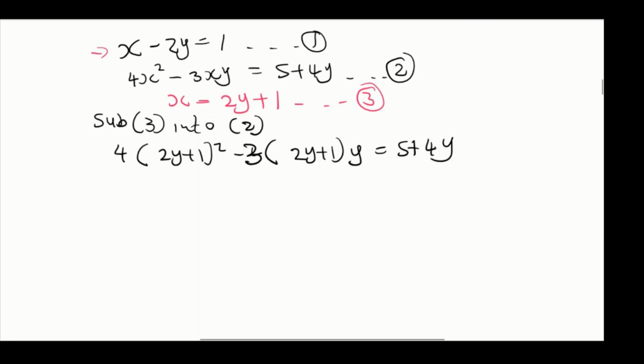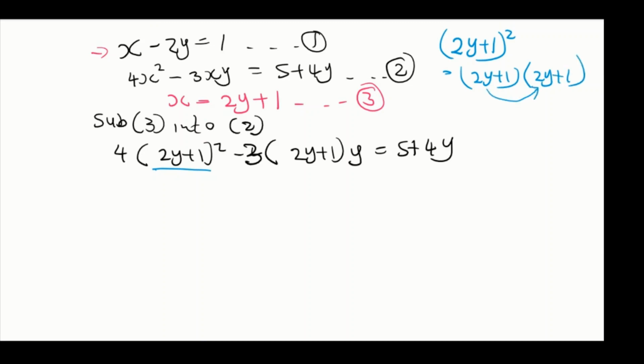So what we're going to do is solve this part here, which is 2y plus 1 squared, is equal to 2y plus 1 and 2y plus 1 to find the product. So we multiply using the FOIL method. So 2y multiplied by 2y is going to give us 4y squared, and then we multiply this, giving us plus 2y, and this one here plus 2y plus 1. So it's going to be 4y squared plus 4y plus 1.